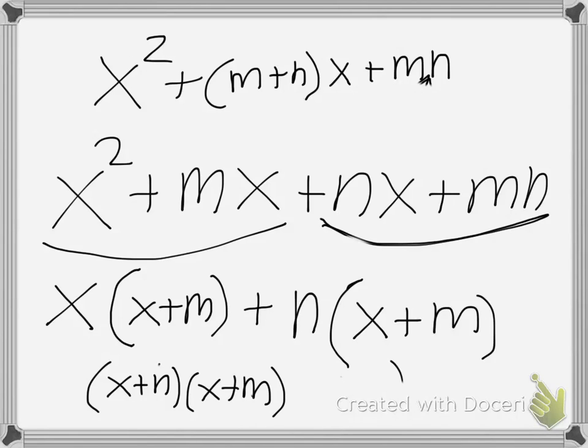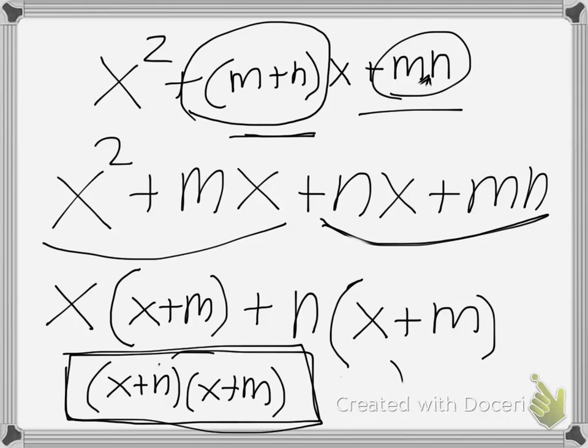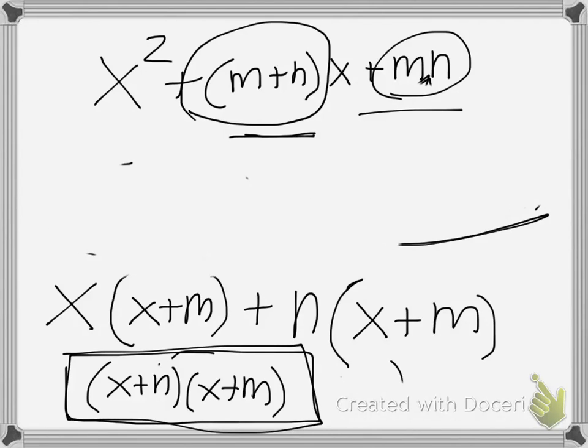This is called factoring by grouping. So as you can see, our whole quadratic factors down to (x plus n) times (x plus m). So if we can find a b term and a c term that satisfy this, m plus n and mn, we can just factor it as (x plus n) times (x plus m). So let me do a quick example of this.